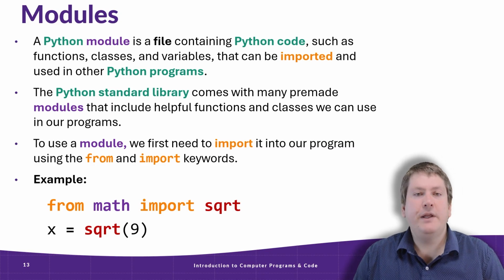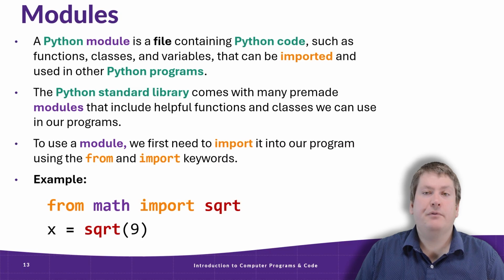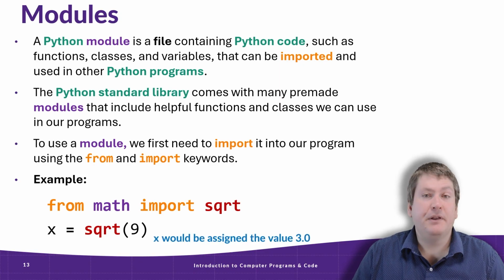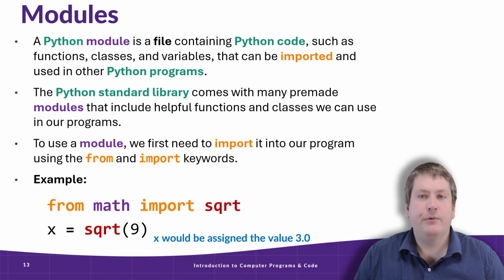In this example, we then use the square root function to find the square root of 9 and store the result in the variable x. In this case, the result would simply be 3, the floating point value, 3.